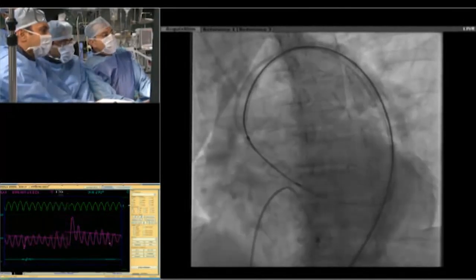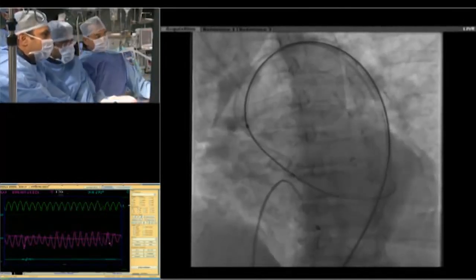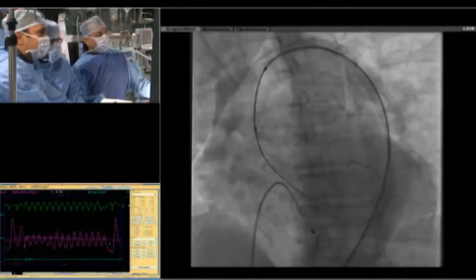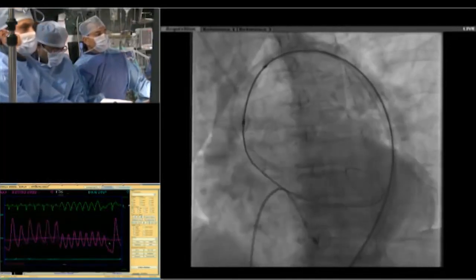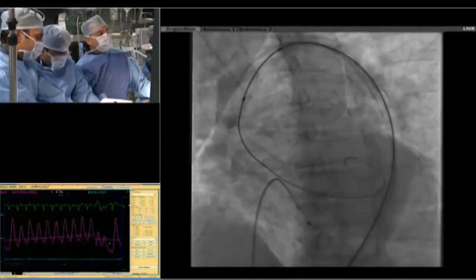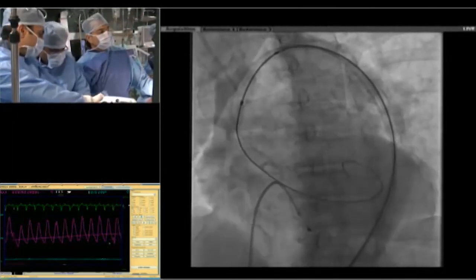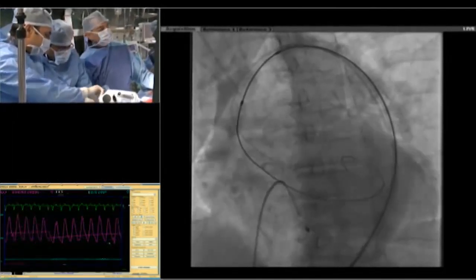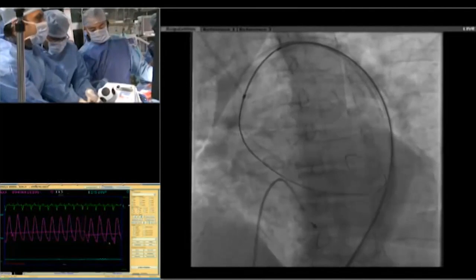Deflate. Stop pacing. You can wire, just push the wire a bit. Yeah, it's not deflated completely. Yeah, the wire is out. Hold the wire. I think we're fine. Okay, stop pacing. That's fine. Yeah, leave it. It's a bit hard.